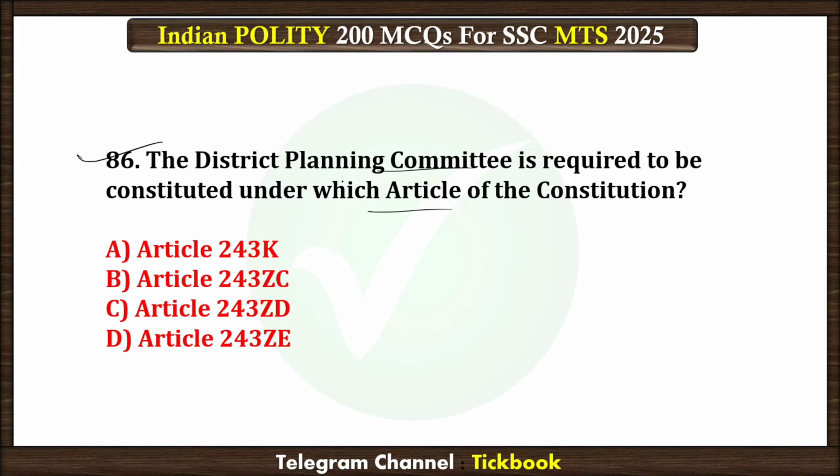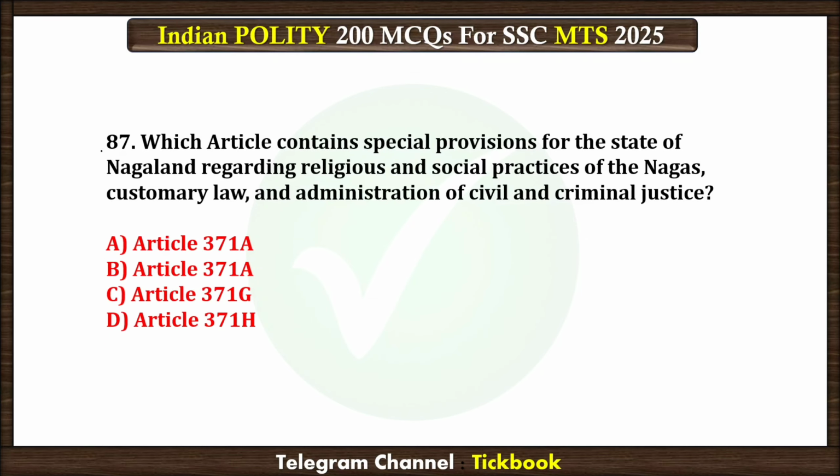District Planning Committee. Option number C, Article 243ZD. 87. Which article contains special provisions for the state of Nagaland regarding religious and social practices of the Nagas, customary law, and administration of civil and criminal justice? Option number B, Article 371A.